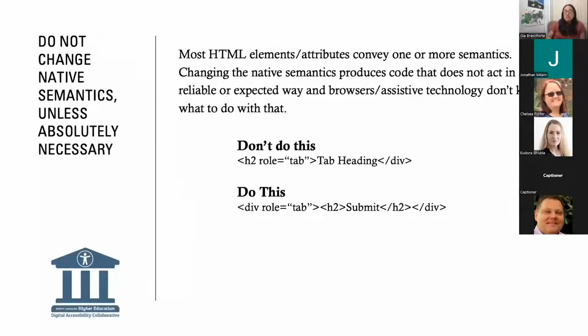Do not change native semantics unless absolutely necessary. So most HTML elements and attributes convey one or more semantics already without you having to add anything new to it. Changing the native semantics produces code that does not act in a reliable or expected way, and browsers and assistive technology don't know what to do with that. Which, bottom line, is you're actually making things worse if you add some kind of ARIA meaning to a role, to an element that isn't made for that or doesn't have that as part of who it is. It just doesn't fit. It's like round peg, square hole kind of thing.